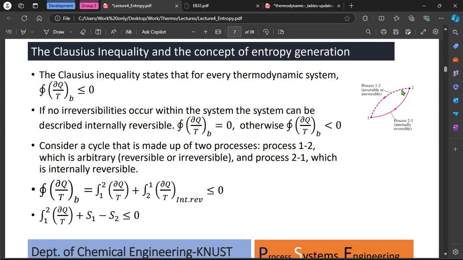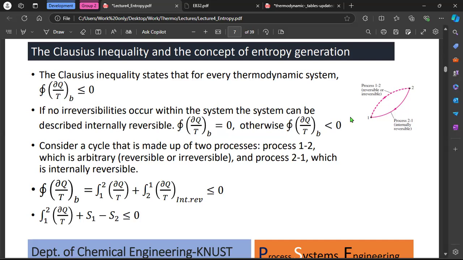So one to two, it can either be reversible or irreversible, considering both the system and the surroundings. But from two to one, we are considering just the system. We are saying that it is internally reversible within the system. Now, remember we said we are doing a cyclic integration. When we are doing a cyclic integration, we do the integration over one path and then over the other path as well. So I can do the integration from path one to two and then from path two to one. Is that okay?